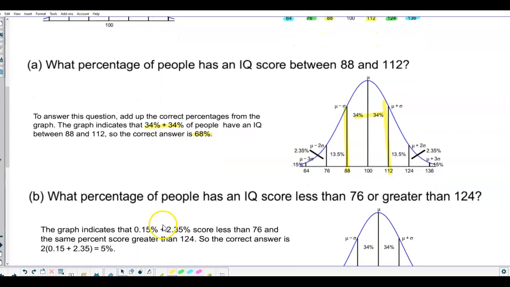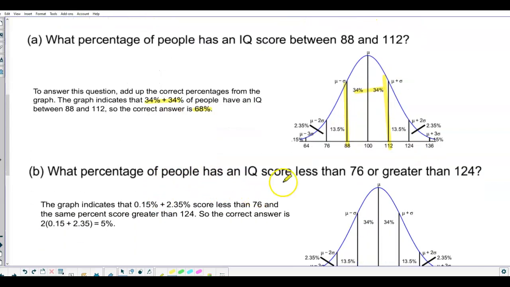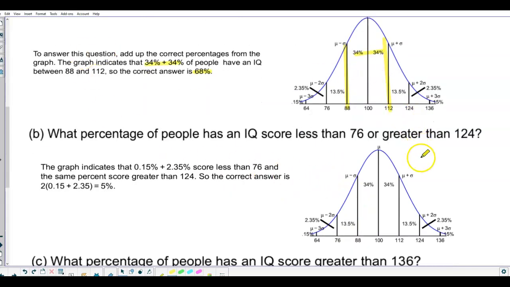Next, we want to find the percentage of people that has an IQ score less than 76 or greater than 124. Less than 76 is anything from here and then on to the left. So that means we have 0.15% and 2.35%. The graph indicates that 0.15% plus 2.35% score less than 76.